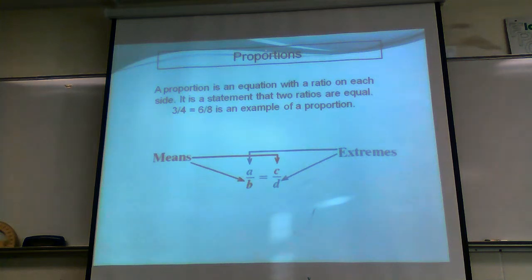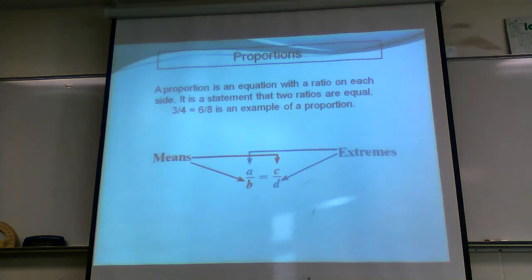All right, so a basic proportion would look like that one. I'm probably not going to test you on the idea that a proportion is made up of means and extremes.